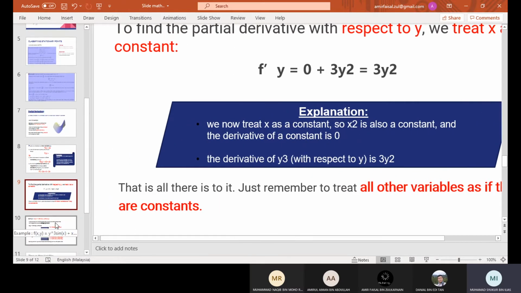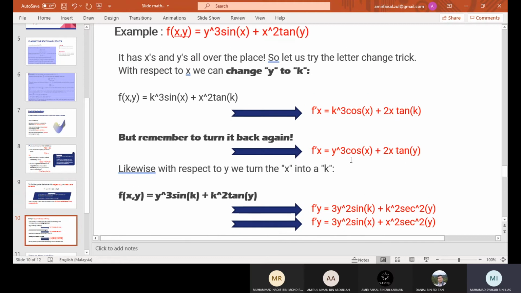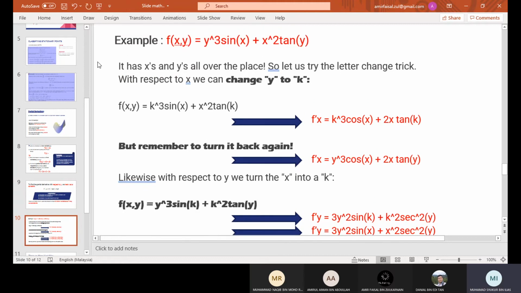So for the next example, at the next slide, the question is f(x,y) equal to y to the power of 3 sin x plus x to the power of 2 tan y. As you can see, it has x and y all over the place. So let us try the letter change trick.